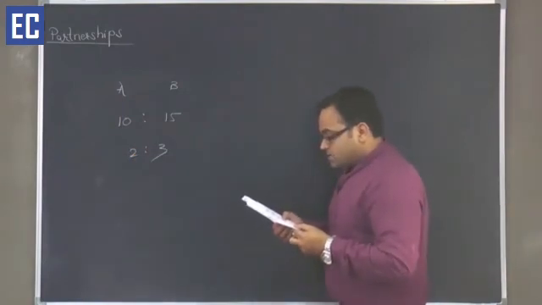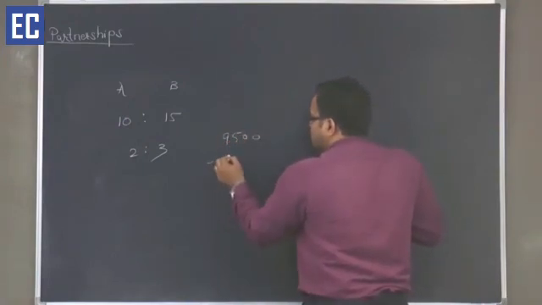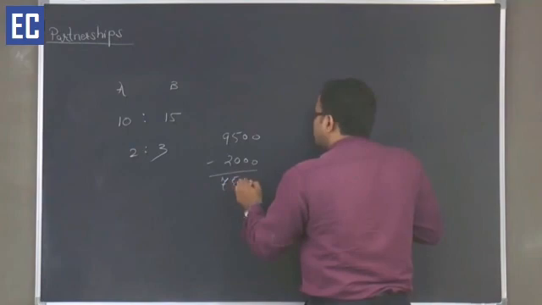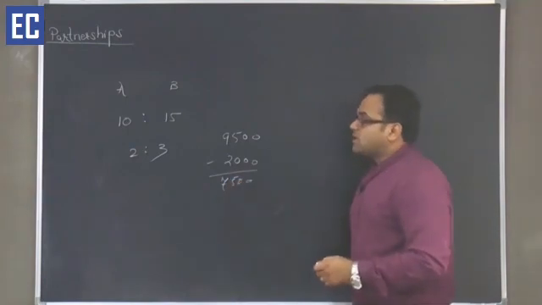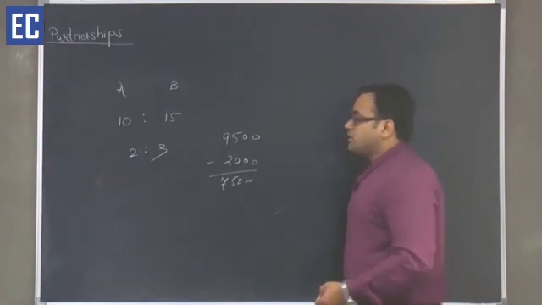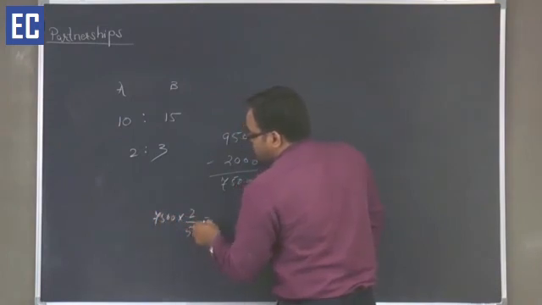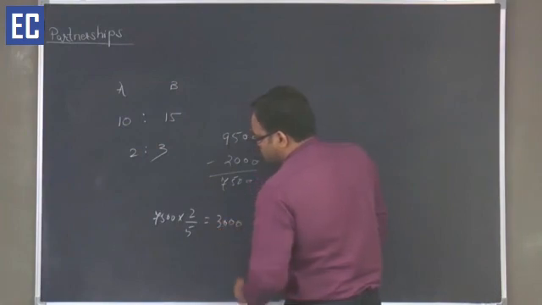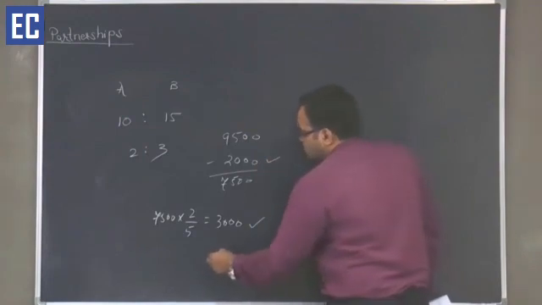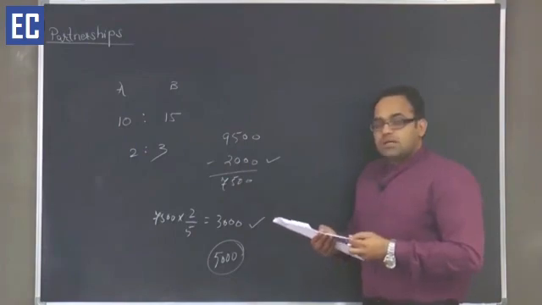Now the interesting part is, out of the total profit of 9,500, Aman receives a salary of 2,000. So what remains is 7,500, which will be distributed between Aman and Bhavan in the ratio 2:3. So out of the 7,500, how much will Aman get? He will get 7,500 multiplied by 2 upon 5. So this is equal to 3,000 rupees. The question is, how much money did Aman get overall? 3,000 from here, 2,000 from here. Overall, he will get 5,000 rupees. So 5,000 rupees will be your answer.